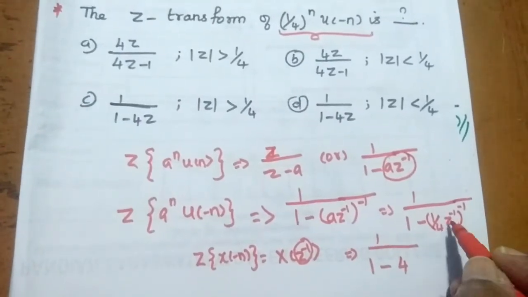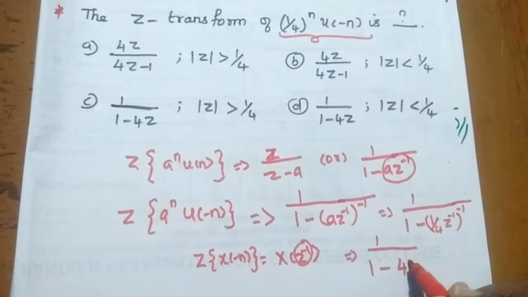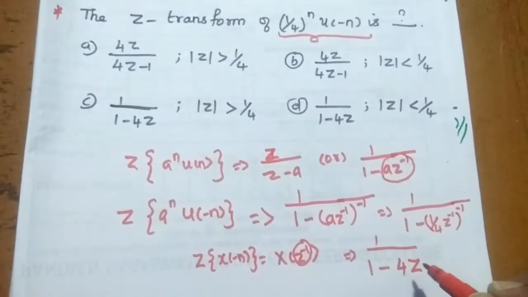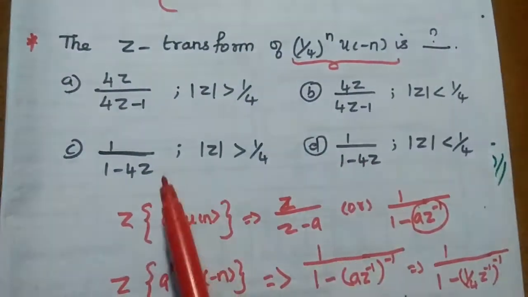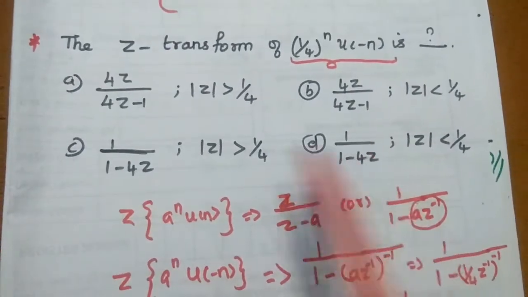Correct. Taking the reciprocal, Z inverse of inverse means minus into minus plus. So what is the answer? 1 divided by 1 minus 4Z. So here we are having two values like this. 1 by 1 minus 4Z. Here also 1 by 1 minus 4Z.